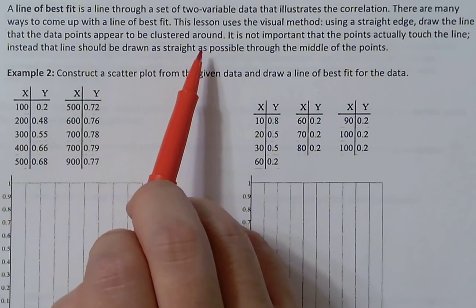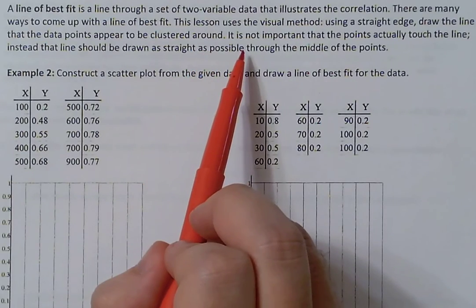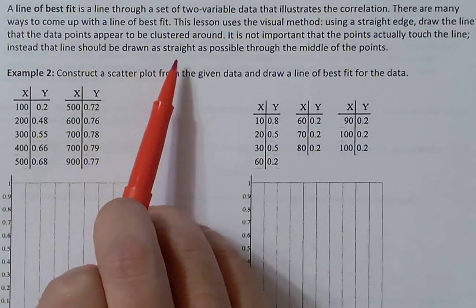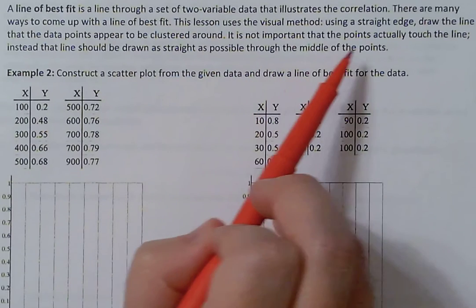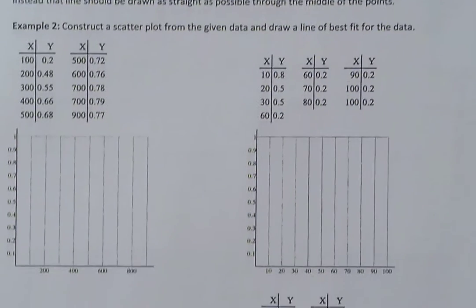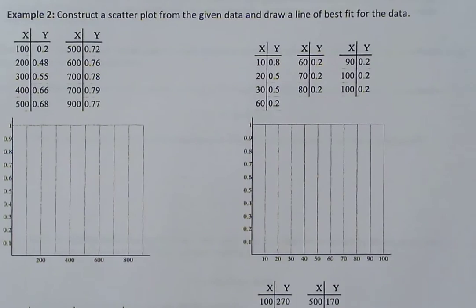So we're going to try to draw through the middle part of the data. It is not important that the points actually touch the line, instead that the line should be drawn as straight as possible through the middle of the points. Now, you could do this in a very technical way, and actually find the equation of the line by going through and taking 2 points from that line and going back to module 6 and writing the equation for a line. For today, we're just going to worry about constructing a scatter plot and then drawing a line of best fit. So, example 2 is going to have us do just that.